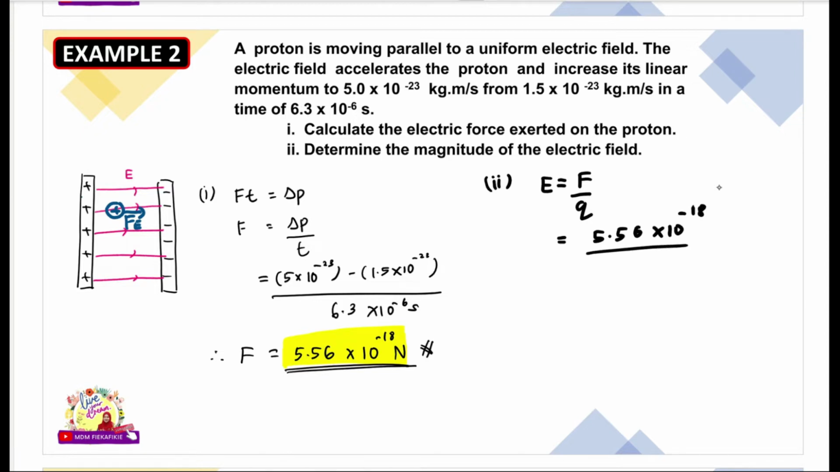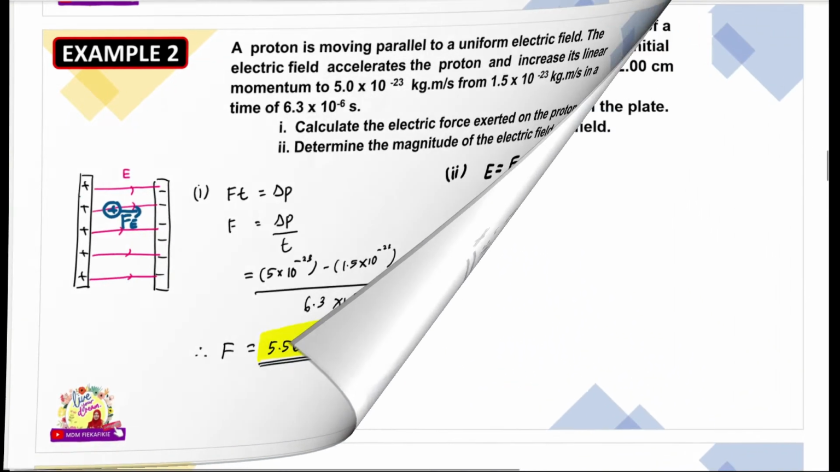So the charge of the proton should be 1.6 exponent negative 19. Okay. So you akan dapat E, unit jangan lupa, 34.75 Newton per Coulomb. Okay. So finish example number 2.